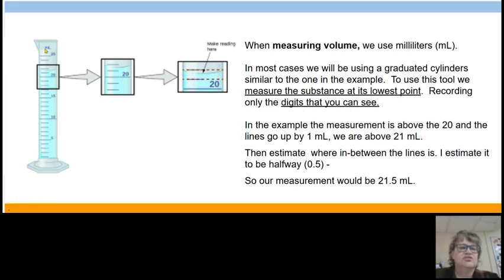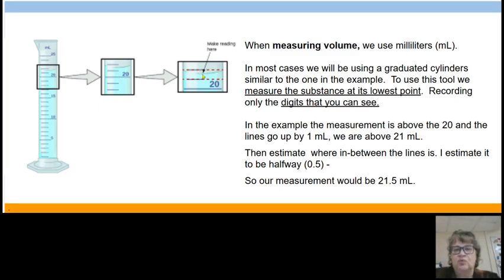So if I'm looking at this graduated cylinder and I zoom in, I can see that the lowest point, notice how there's this little dip right here. The lowest point at that dip is above the 20 mark, right? That's this mark right here. And it's also above the next line, which would be your +1. So that'd be 20 plus 1 is 21. So we know it's above 21 milliliters.